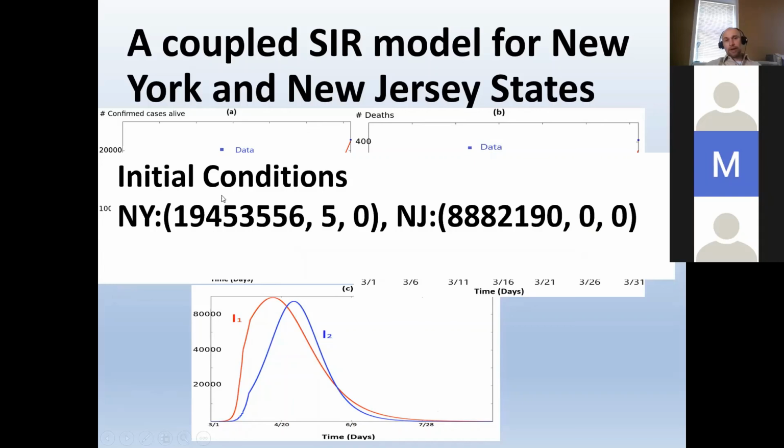Okay, and this is again the number of people living in New York and the number of people living in New Jersey. So around 9 million in New Jersey and 20 million in New York. And as you see, I start in New Jersey with 0 people. So the hypothesis is that people were first infected in New York, then in New Jersey, which was actually the truth.